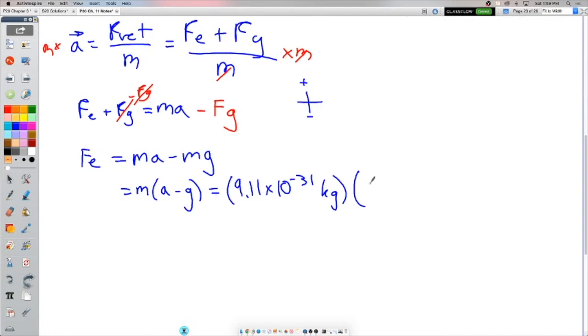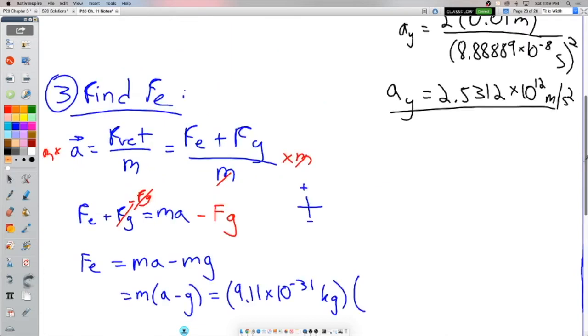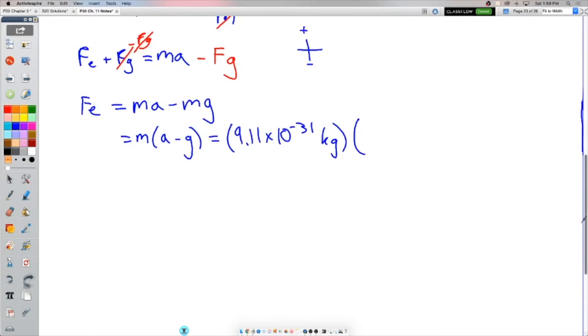So a minus g, where a is this huge acceleration we found it to have, 2.5312 times 10 to the 12 meters per second squared, minus, if the gravitational field is negative, so minusing a negative, yes, does that make sense? Because not only does the electrostatic force have to be strong enough to accelerate it at this rate, it's also got to overcome the 9.81. So we're kind of adding that. We're minusing the negative because it has to also overcome that, right?